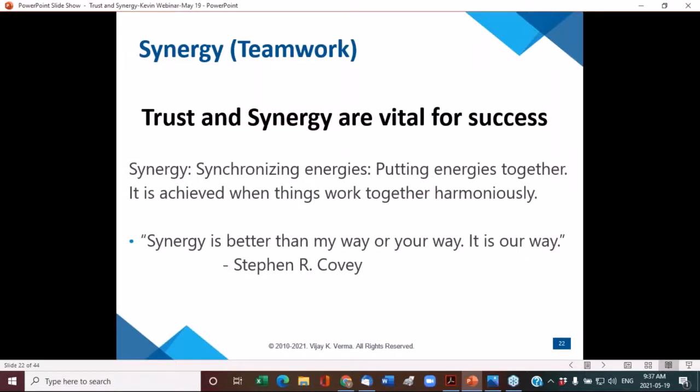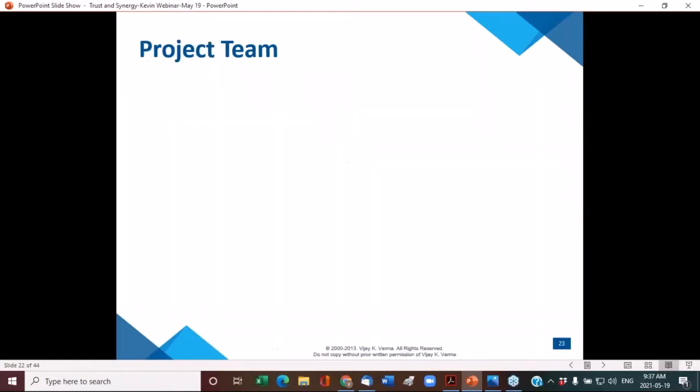So coming back to synergy quickly. Trust and synergy are vital for success in any organization. Synergy means putting energies together, synchronizing energies of your people. And it is achieved when things work together harmoniously. And I love what Stephen Covey said, that synergy is better than my way or your way, it is our way. In other words, let's put our heads together and come up with more innovative and creative ideas.